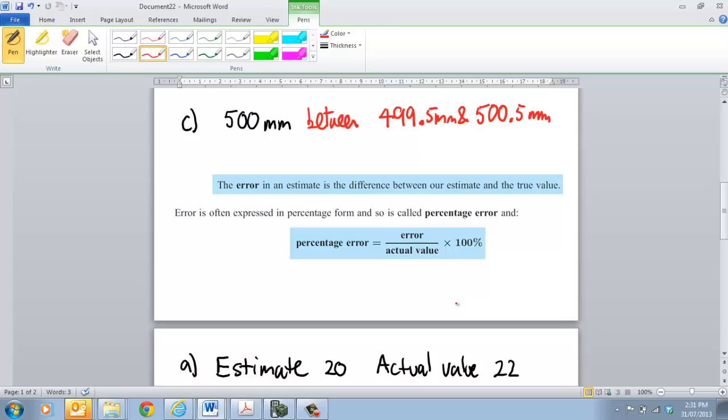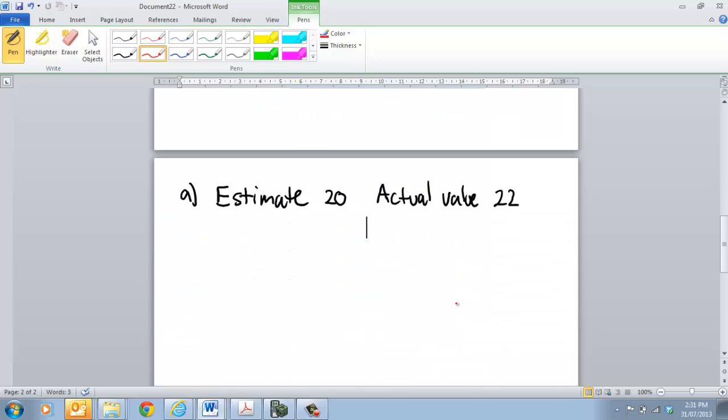Coming down to the next section, we need to look at the definition of what an error is, and an error is the difference between what you think it is, or your estimated or your measured value, and the true value. Alright, so I'm just going to do one example here for you. So if you thought it was 20 metres, or you measured it to be 20 metres, and the actual value was 22 metres, we want to work out what our error is. So our error in this particular case is going to be the difference between those two, and that's going to be equal to 22 take 20. Now you always make it so the biggest number goes first and the smallest number goes second, so you always get a positive value. So that's a 2 metre error in that.